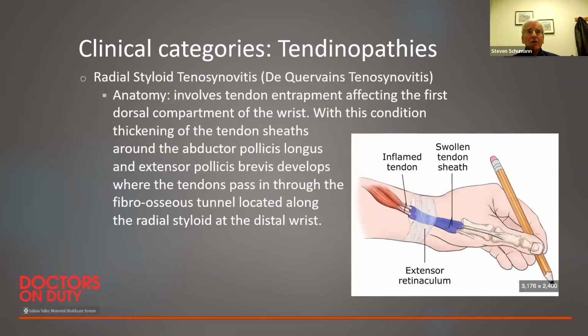The second category that we see, radial styloid tenosynovitis, also known as de Quervain's tenosynovitis. It's the tendon sheath that surrounds the abductor pollicis longus and extensor pollicis brevis tendons, so that there's tenderness at the area of the radial styloid, and with extension of the thumb, particularly against resistance, pain is increased.